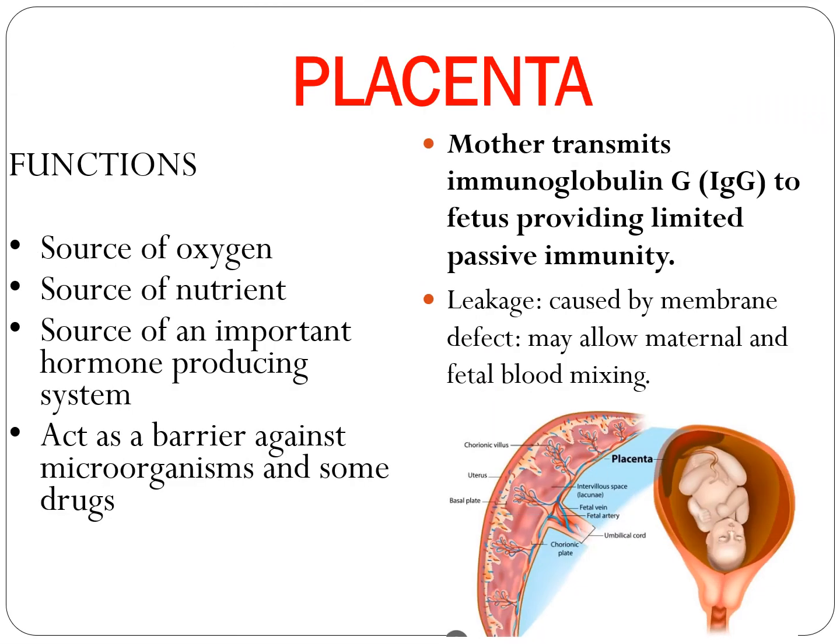What are the functions? Source of oxygen, source of nutrients, source of important hormone-producing system. Isa ko yung apat yung mga pinuproduce sa placenta na mga hormones. Act as a barrier against microorganisms and some drugs. Mother transmits the immunoglobulin G. Don't forget, ang binibigay ng placenta transmission is the IgG to the fetus providing limited passive immunity. Leakage caused by membrane defect may allow maternal and fetal blood mixing, which is very fatal, tong leakage na to. So remember the placenta, the IgG or the immunoglobulin G.